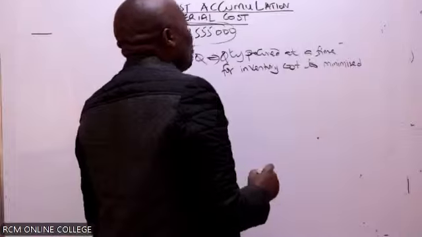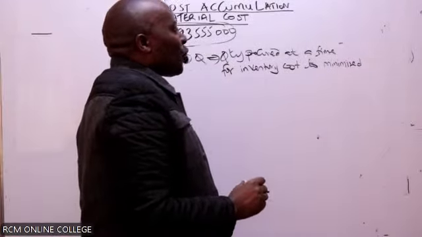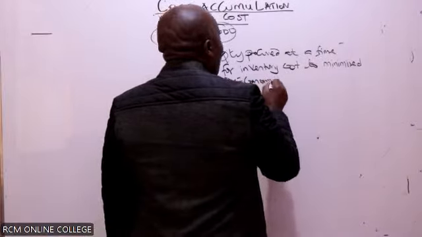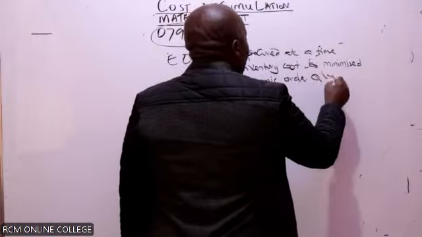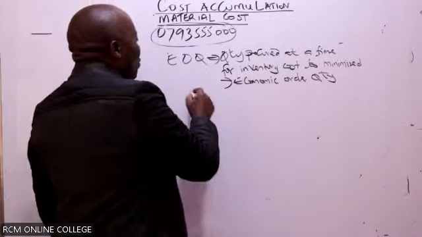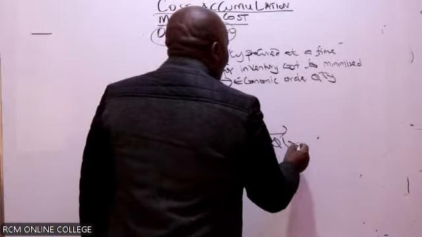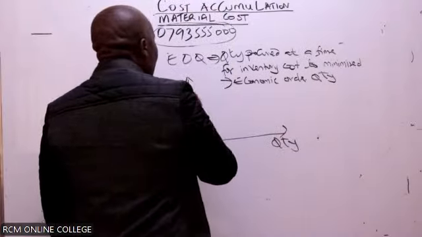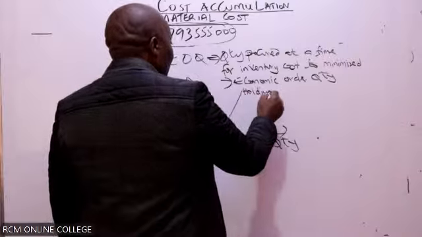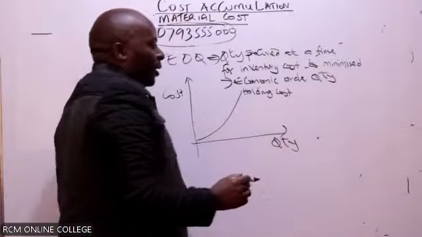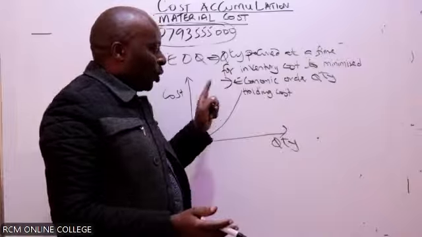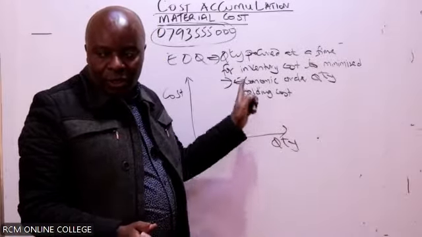So that quantity that you procure at a time for inventory cost to be minimized is what we call economic order quantity. If you remember from our graph, we have quantity here and costs here. Some costs increase, and we call them holding costs, like space. The more quantity you bring in, the more space you need, so holding costs are directly proportional to the quantity.